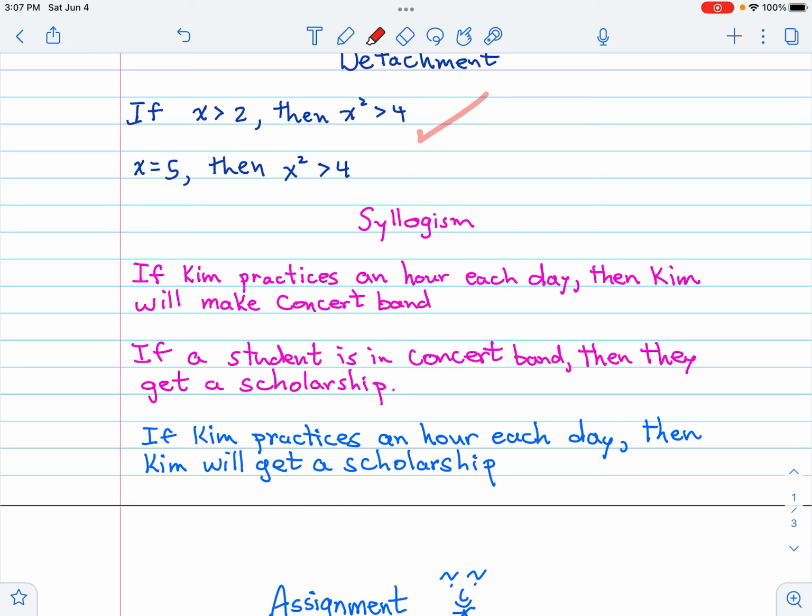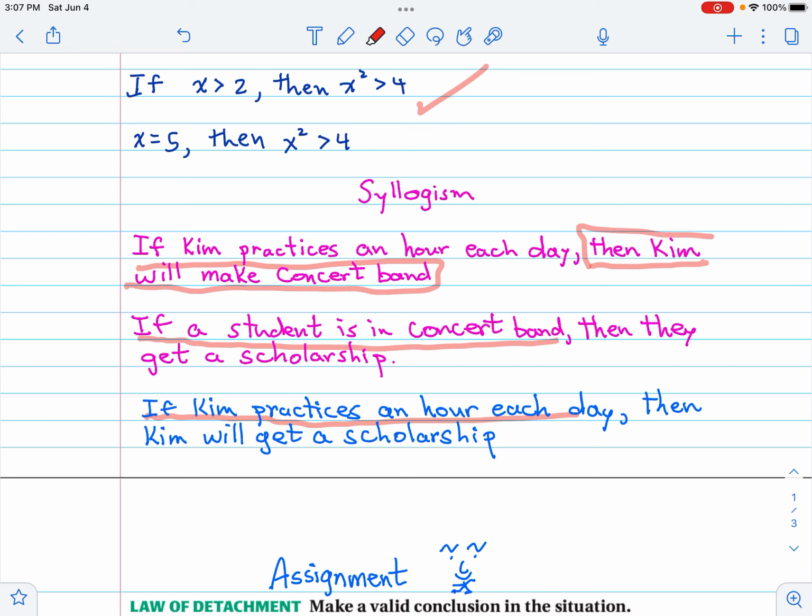And then we go, so we're looking at these two laws. Then syllogism, okay? So if Kim practices an hour each day, then Kim will make concert band. Now, look at this conclusion over here. Let's make the conclusion the hypothesis of this next statement. If a student is in concert band, then they get a scholarship. So, look at this. Now let's put those together. If Kim practices an hour each day, then Kim will get a scholarship. See, we kind of cut out the middle part. If Kim practices an hour each day, then Kim will be in concert band. Well, if a student is in concert band, they get a scholarship. So in other words, if Kim practices an hour a day, then Kim gets a scholarship.